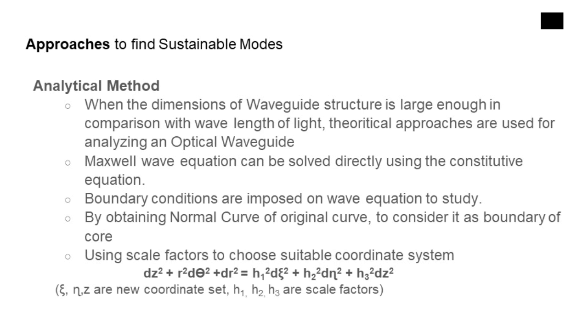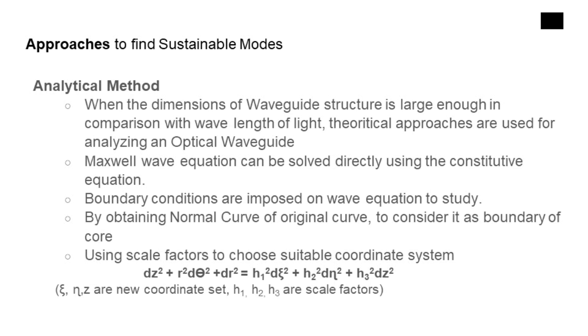Now I can explain the procedure to obtain the scalar wave equation in the appropriate coordinate system for a non-circular cross-sectional waveguide. First step, we find the normal curve to the original curve, which we use as a boundary of the core cross section. The curve which is normal to the original curve is obtained by using the formula m1 m2 equals minus 1, where m1 is the slope of the original curve and m2 is the slope of the normal curve. Thus we obtain two sets of curves described by two parameters, one set being normal to the other set.